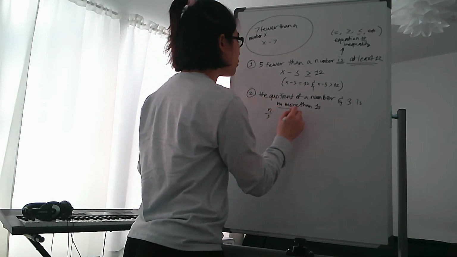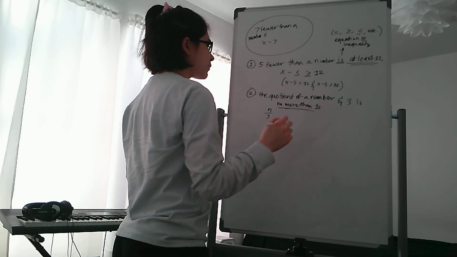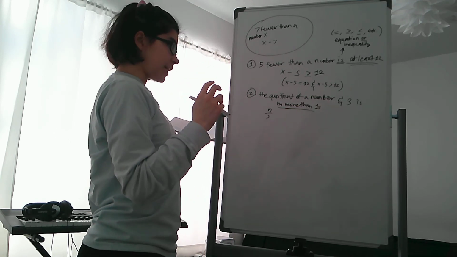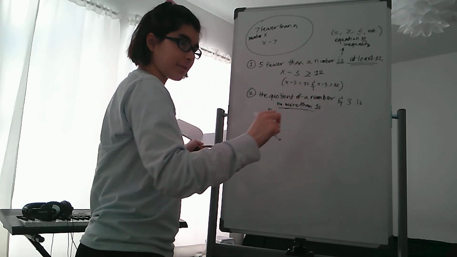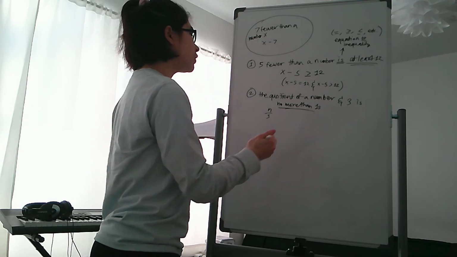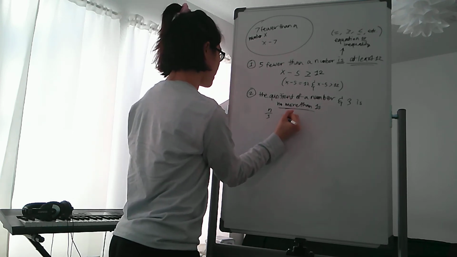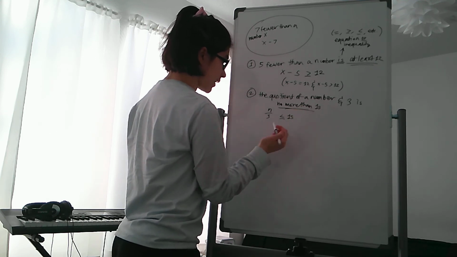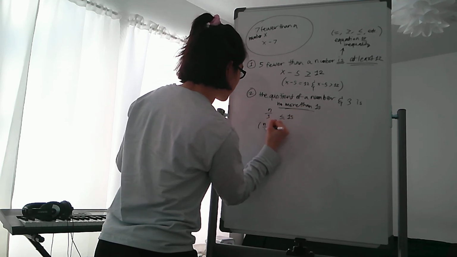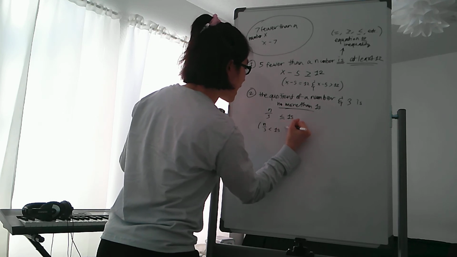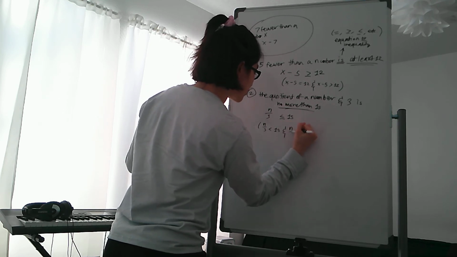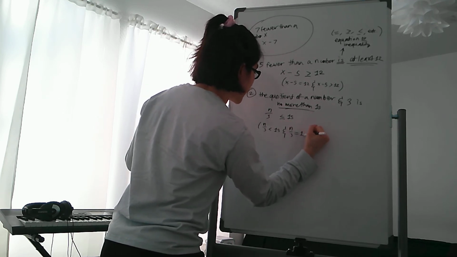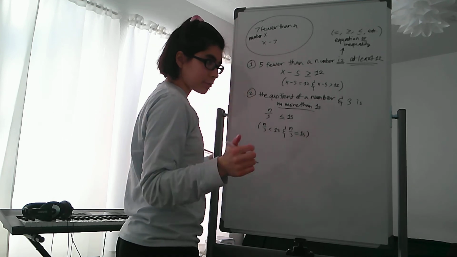So no more than 15. It's not saying it's less than 15, but it can't exceed 15. It can't go over 15. So this is n over 3 is less than or equal to 15, okay? Because this means n over 3 can be less than 15 and it can be equal to 15. But notice, it can't go over 15. That's the trick of it.